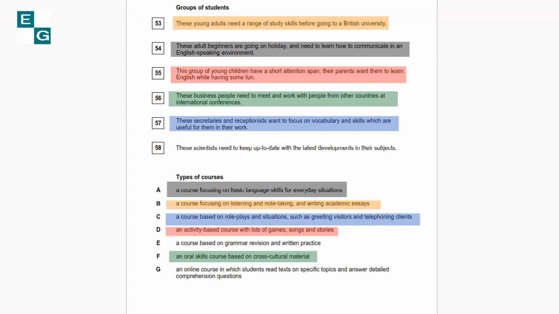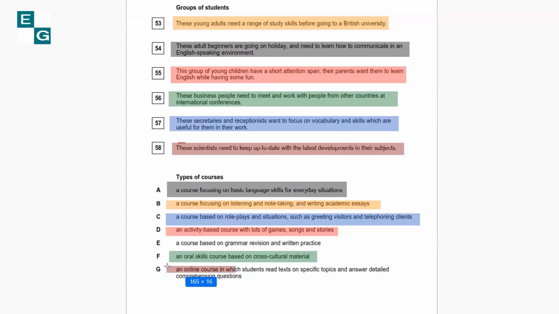And finally, I'm going to just pick and choose the best color. And it's going to be this one then. These scientists need to keep up to date with the latest developments in their subjects. So if you want to give this, remember, they're not going to be speaking, they're not going to be writing, they're going to be mostly reading because they want to know what is going on in their field.